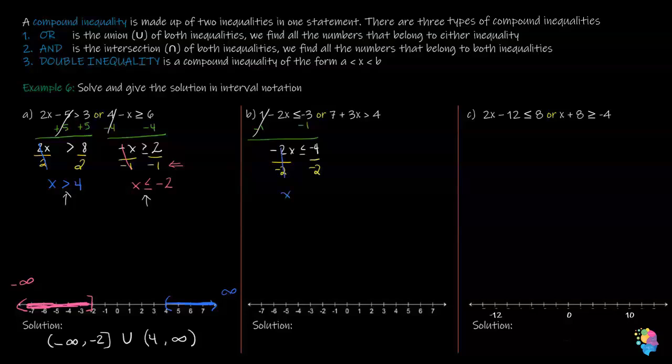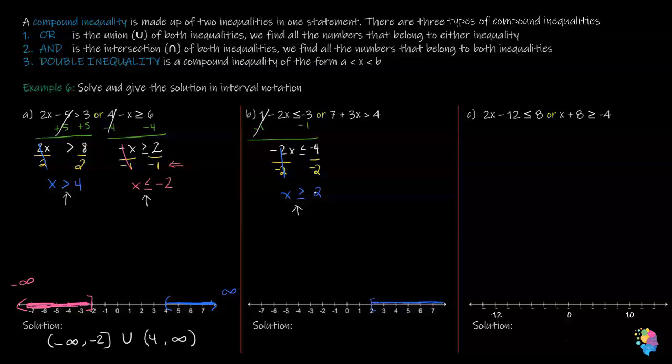On the right side, -4 divided by -2 will be +2, and we don't forget to flip that inequality. So this solution is telling us to go to 2 and shade everything that is greater than or equal to 2. So I go to 2 and I shade everything that is greater than 2. And again, this is greater than or equal to, so I have to include that 2. So I place a square bracket.